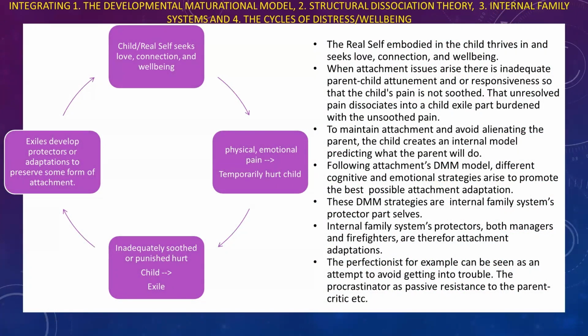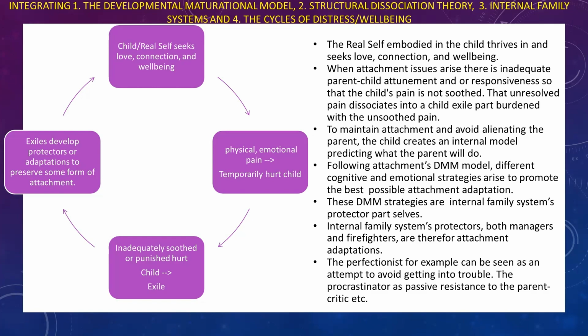The real self, embodied in the child, thrives in and seeks love, connection, and well being. When attachment issues arise, there is inadequate parent-child attunement and/or responsiveness so that the child's pain is not soothed. That unresolved pain dissociates into a child exile part burdened with the unsoothed pain. To maintain attachment and avoid alienating the parent, the child creates an internal model predicting what the parent will do. Following attachment's DMM model, different cognitive and emotional strategies arise to promote the best possible attachment adaptation. These DMM strategies are internal family systems protector part selves.